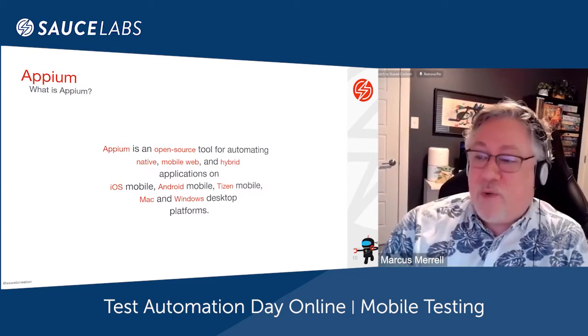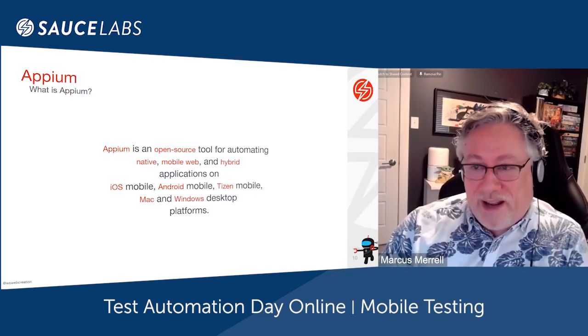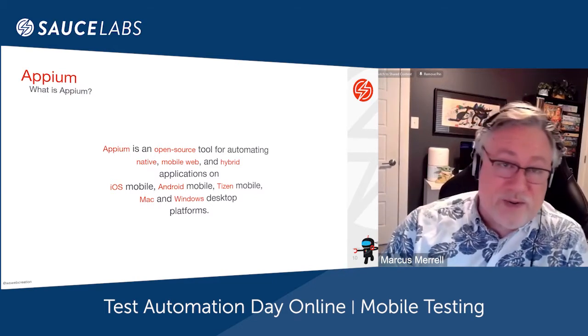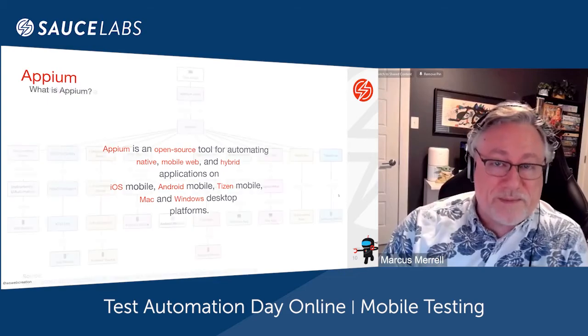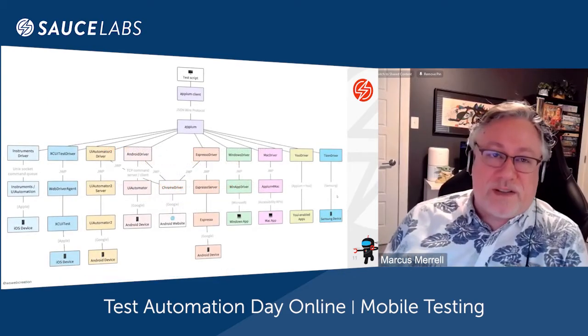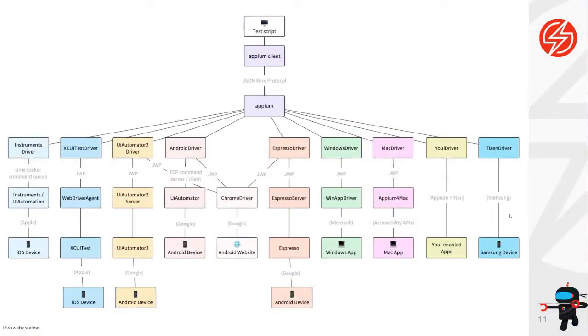So Appium is an open source tool used for automating native, mobile, web, hybrid. We could also add progressive mobile applications on iOS, Android, Tizen, Mac, Windows desktop platforms. Now here's the ecosystem underneath Appium and all of the disparate parts that need to be put together in order to make Appium work. Because at its core, when you send an Appium command over the wire, it gets translated into a native command on the device itself.